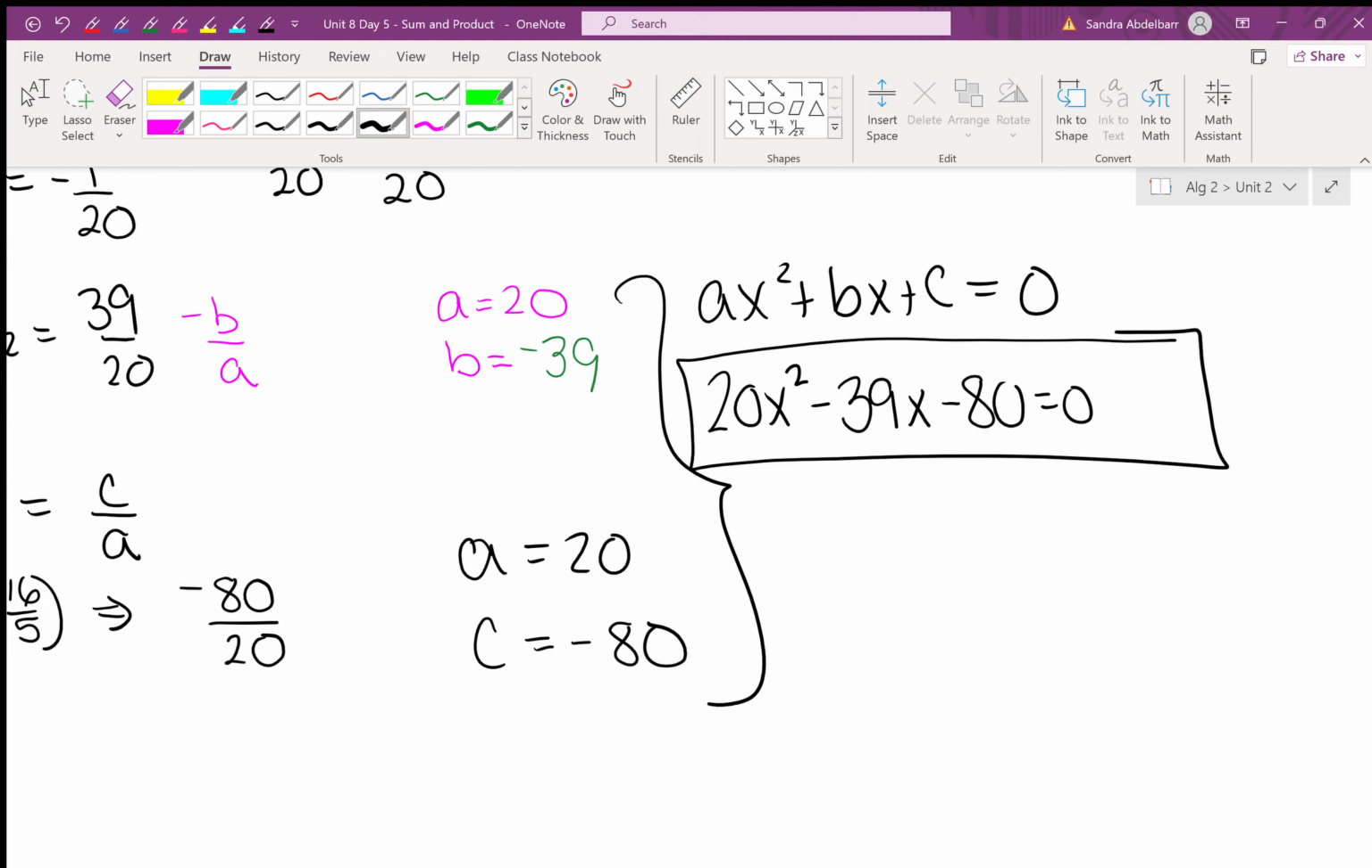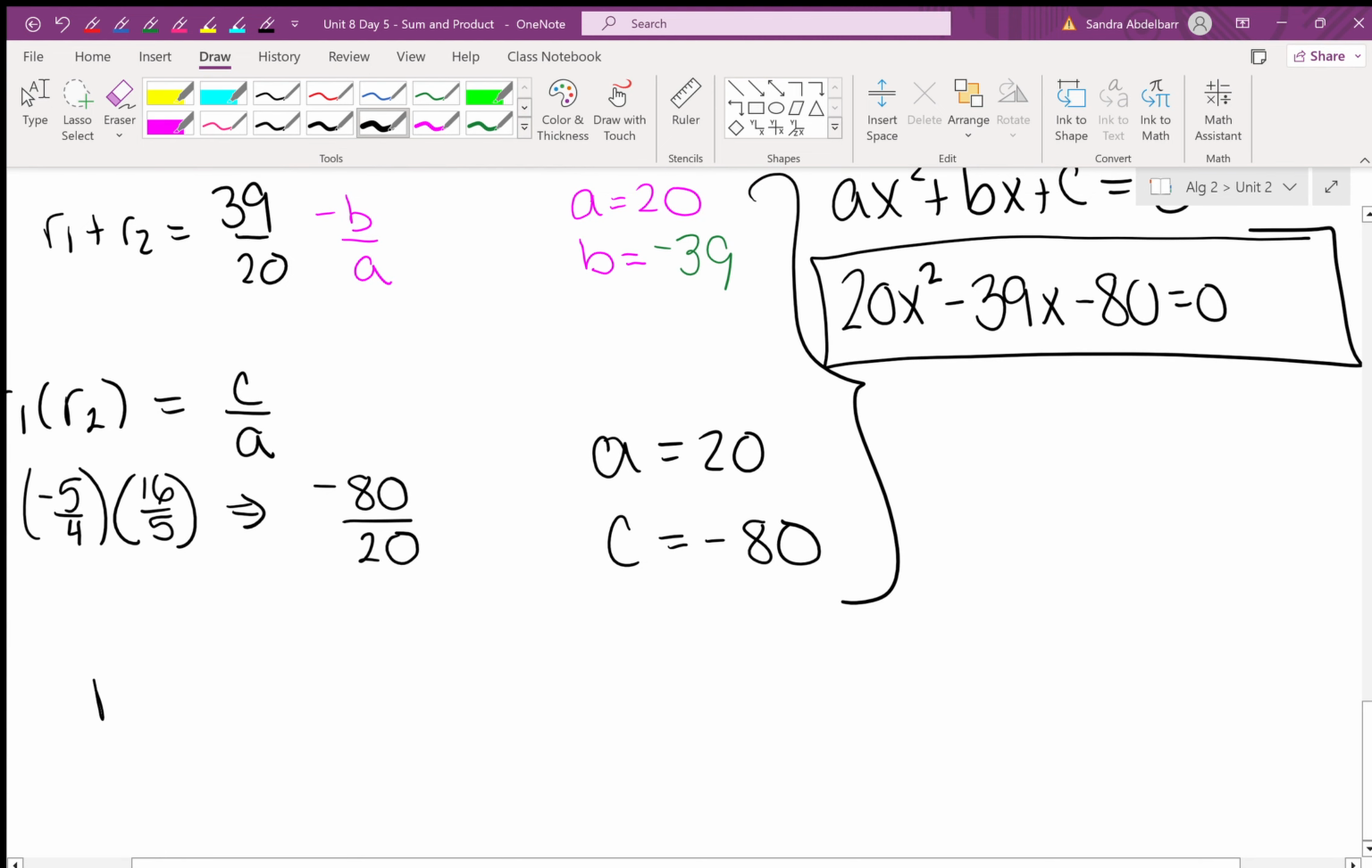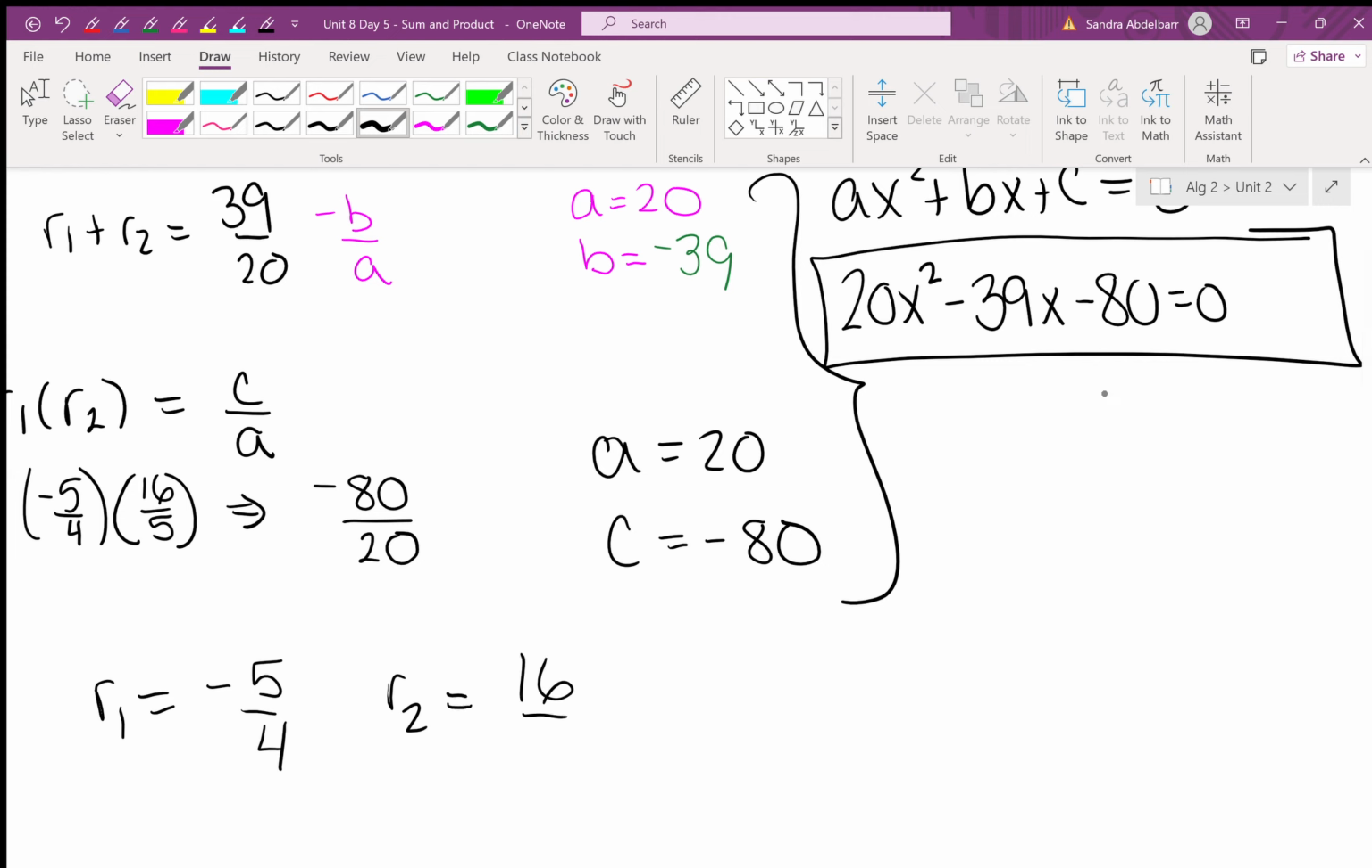Do you know how else we could have done this? Anybody have another idea? So I'm saying root 1 is negative 5/4. Root 2 is 16 over 5. Jason? Just expand x minus r1 times x minus r2. Say it one more time. Expand x minus r1 times x minus r2.